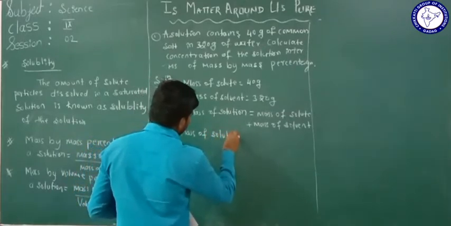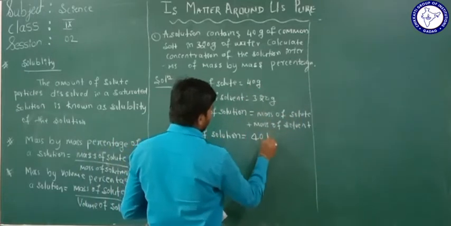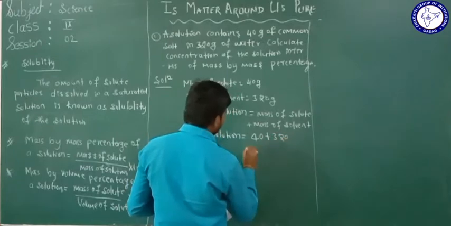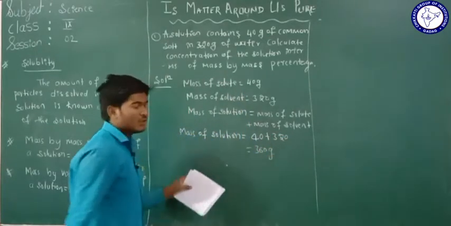Mass of solution is equal to 40, that is the mass of the solute, 40 gram, and the mass of the solvent is 320 gram. That is equal to 360 grams. This is the mass of the solution we get.